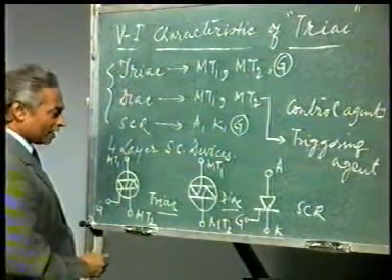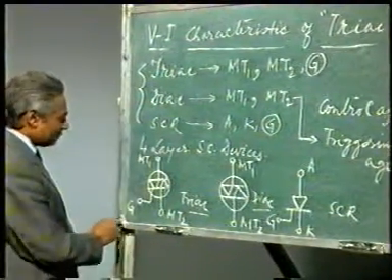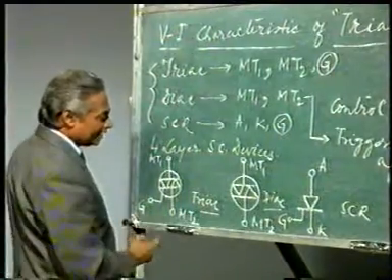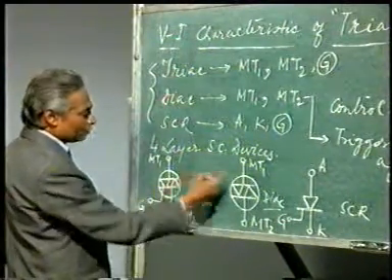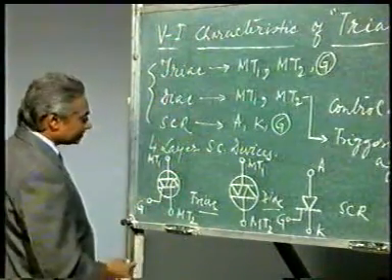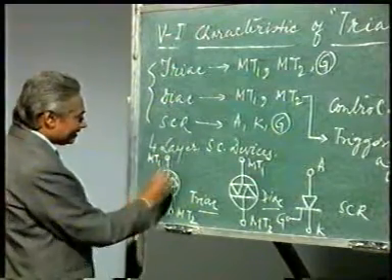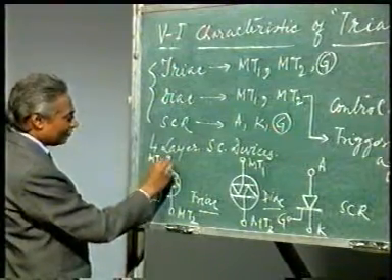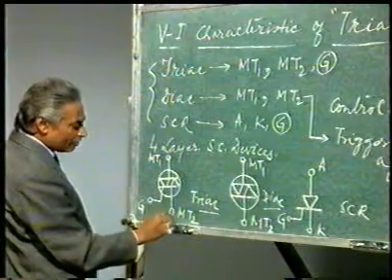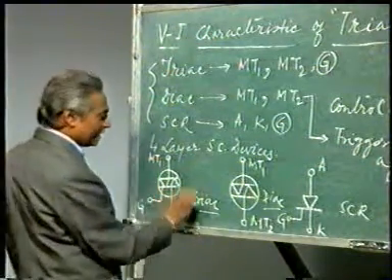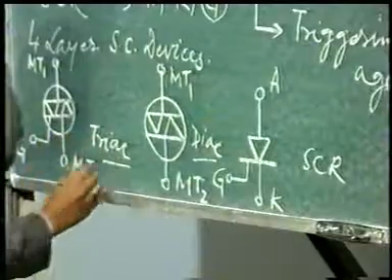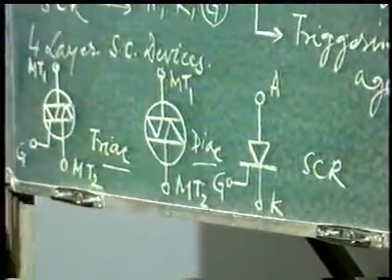Now let us see what are the differences. If I compare the TRIAC and the DIAC, you will find the two arrows are there in both the cases. That means both these devices are bidirectional devices, and both of them can conduct either from MT1 to MT2 or from MT2 to MT1, the TRIAC and DIAC both. And in case of DIAC, you do not have a gate, here you have a gate.